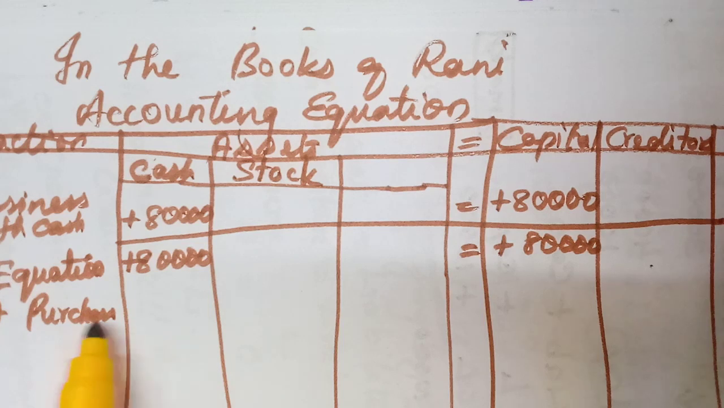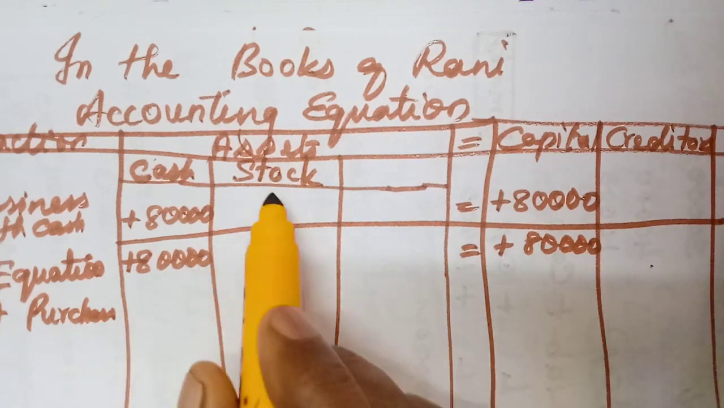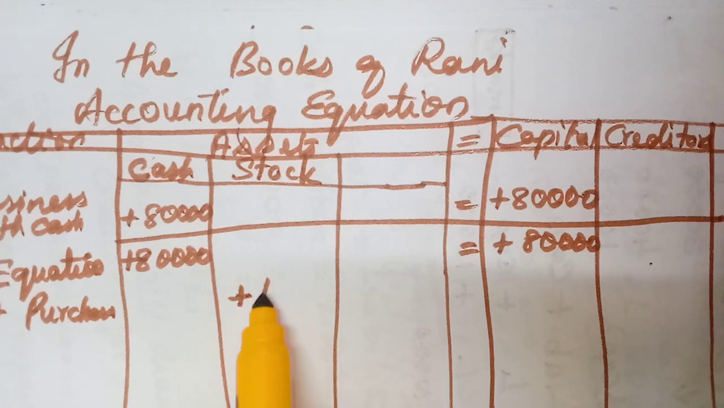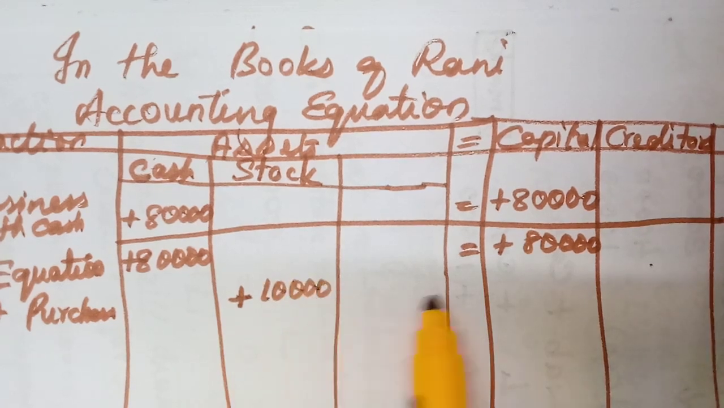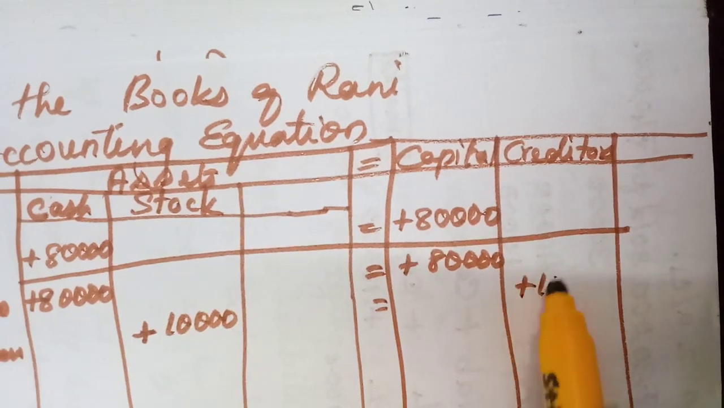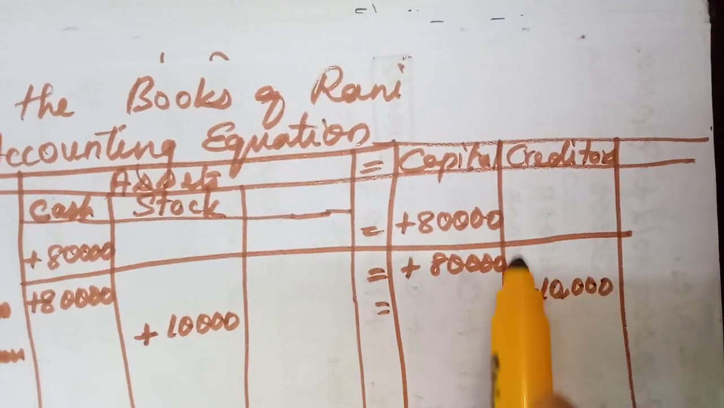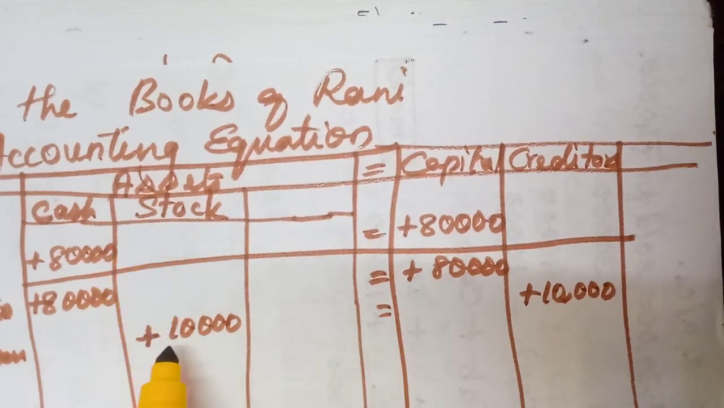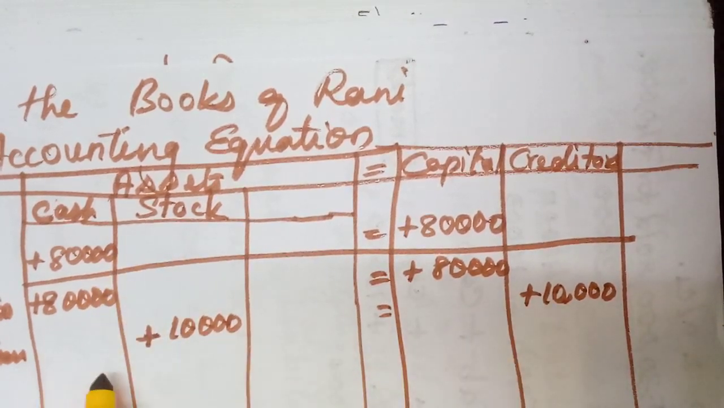Understood? So where we should write credit purchases: under stock, plus what is the amount? 10,000, equal to, here under creditors, plus 10,000. What is the meaning? We need to pay 10,000 to him. We purchased stock. Stock is increasing, and liability is also increasing.